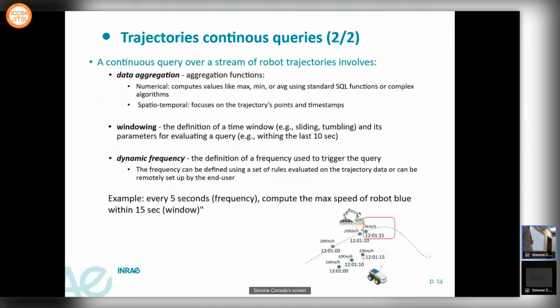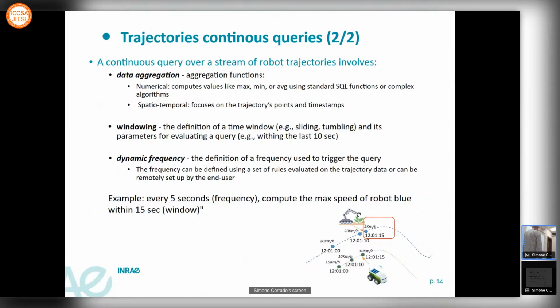Once that is said, you have the aggregation, and you can use numerical aggregation like min, max, and other things, or spatial-temporal ones. Then the window, that is how many data I have to aggregate. If I am here, each 5 seconds, I am here. The window is how many seconds back I take.